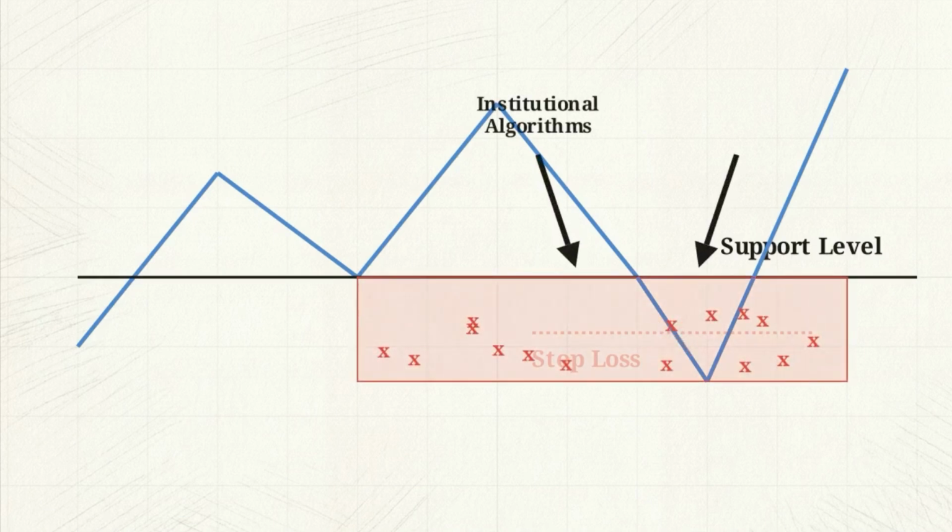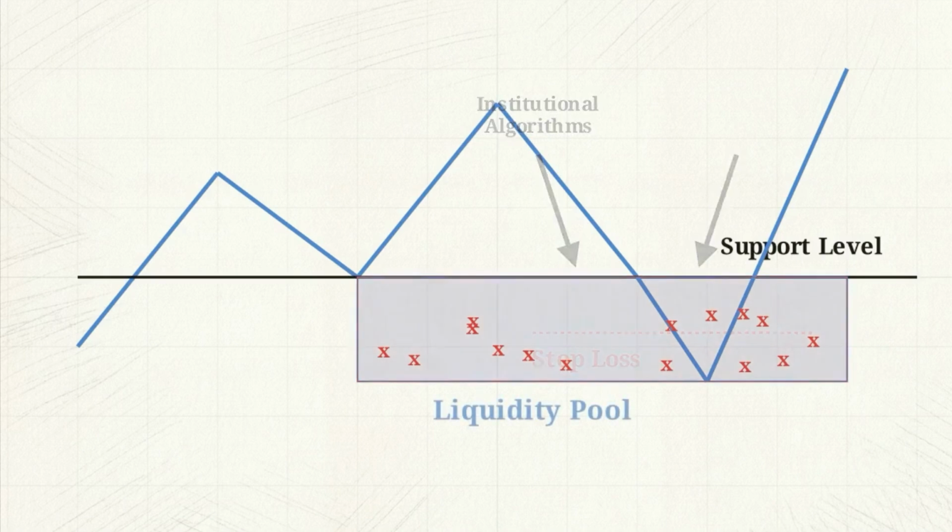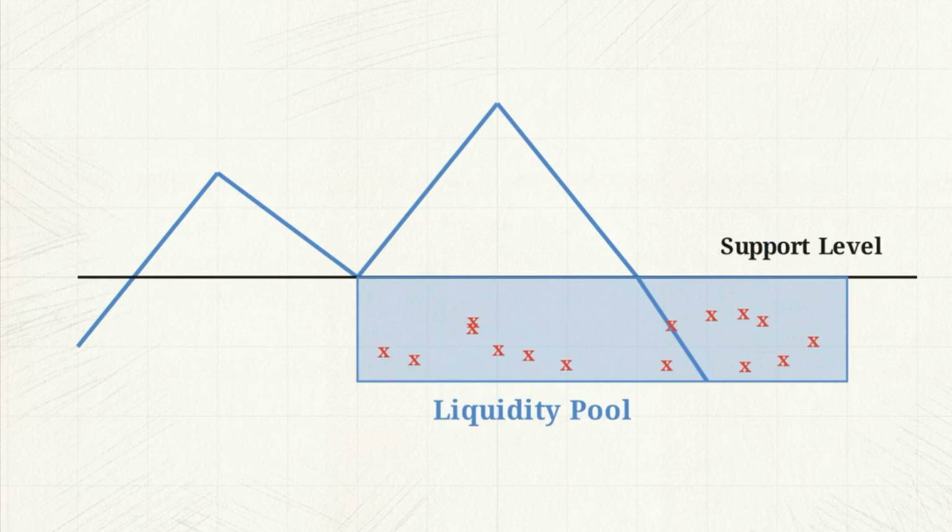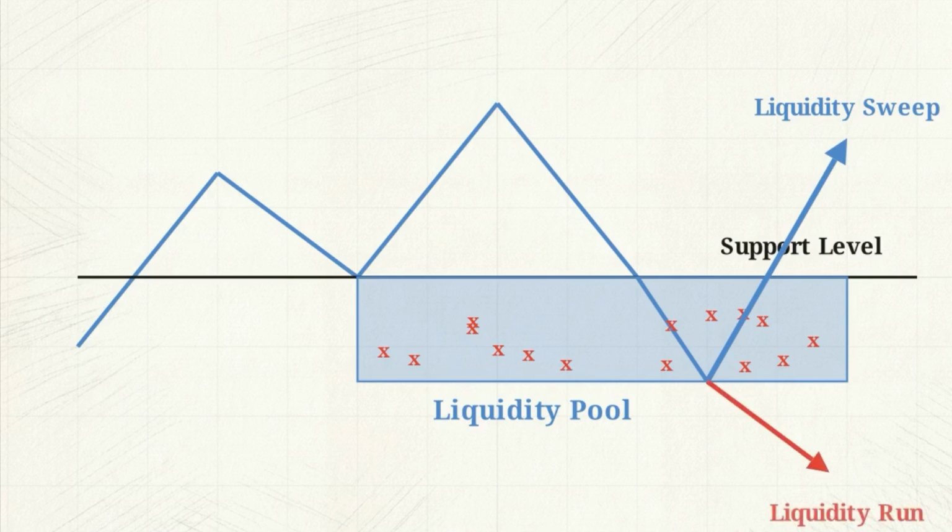Institutional algorithms hunt these dense clusters of retail stop losses, resting strictly below support. In market mechanics, this pool of resting orders is called liquidity, and it acts as the necessary fuel to drive the actual move. Once the price hits that liquidity zone, one of two distinct events occurs. The price either triggers the stops and violently reverses upward, a liquidity sweep, or it plows through the orders and accelerates downward, a liquidity run.